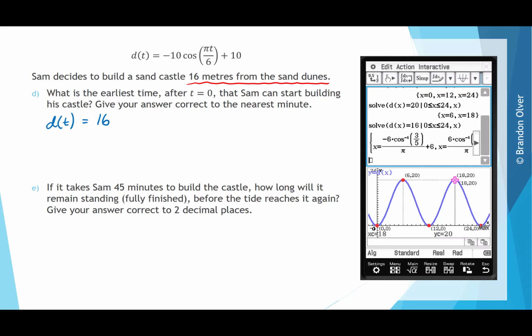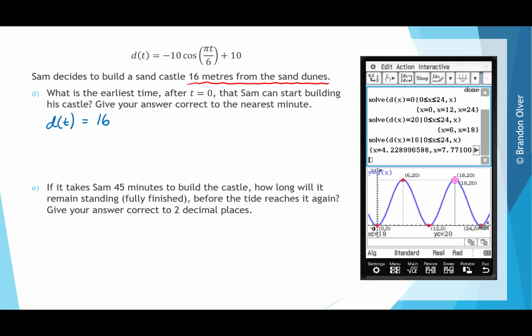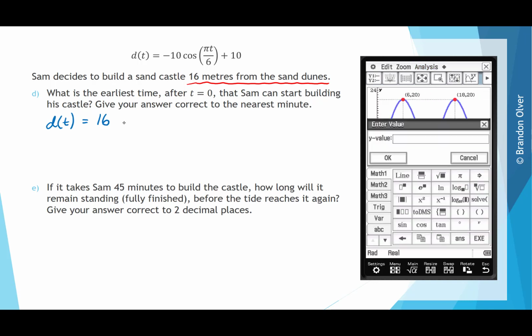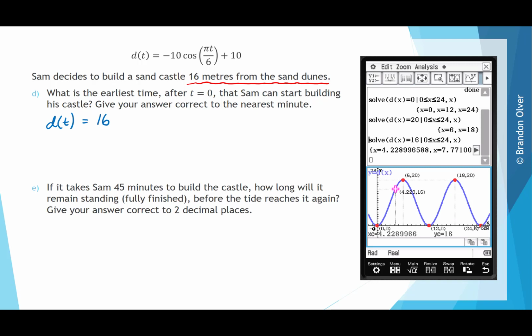Hitting execute gives us these two solutions, and the question asks for decimals, so I can change it over. And the one that we're interested in is x equals 4.229, correct to 3 decimal places. We can also find that same solution on the graph by going analysis, gsolve, and we can do an x calculate and ask it for a y value of 16. So hitting OK gives us 4.229, and I'll just hit execute to lock that onto the graph. Therefore, from the CAS calculator, we find that t is equal to 4.229, correct to 3 decimal places.